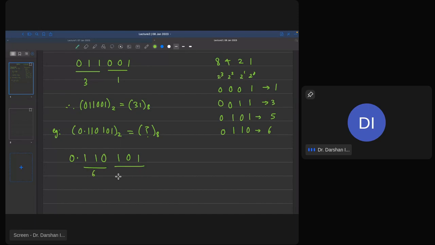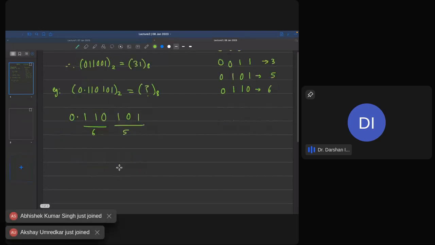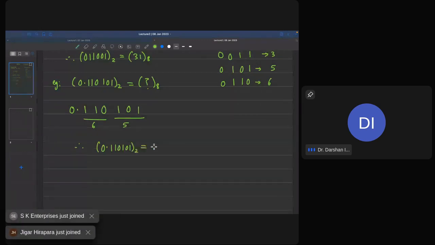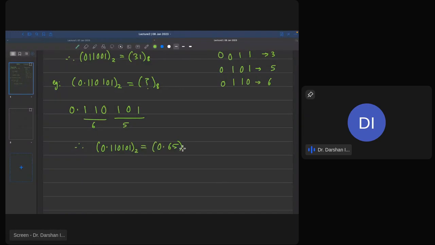And then, therefore, I say 0.110101 to the base 2 is 0.65 to the base 8. Yes, Mr. Siri. Is that clear?